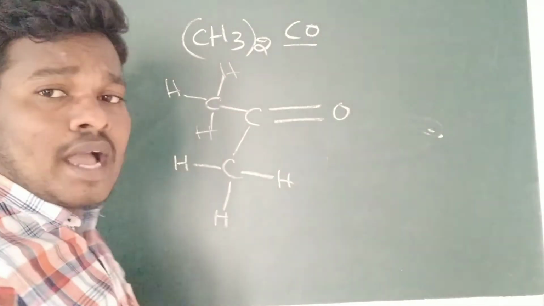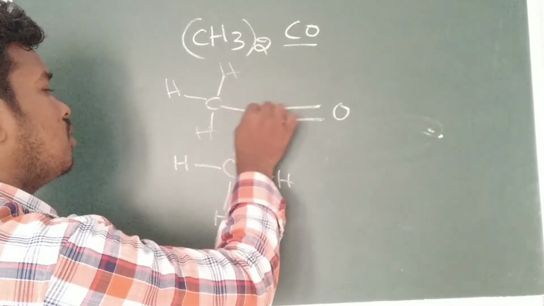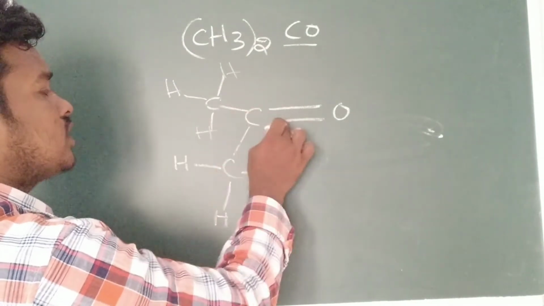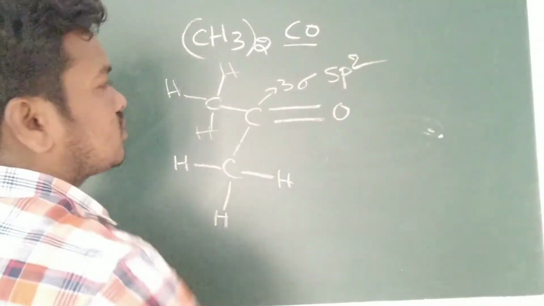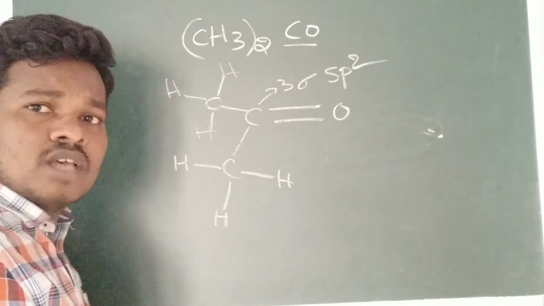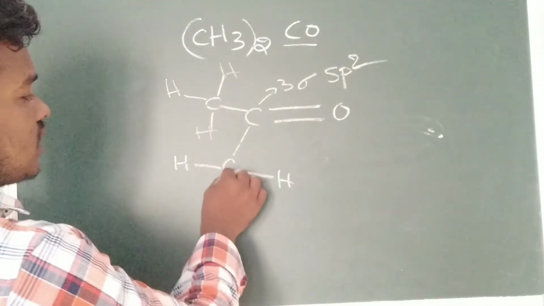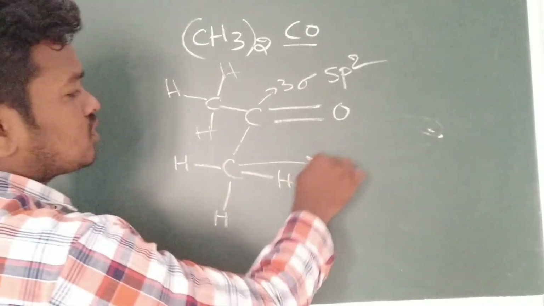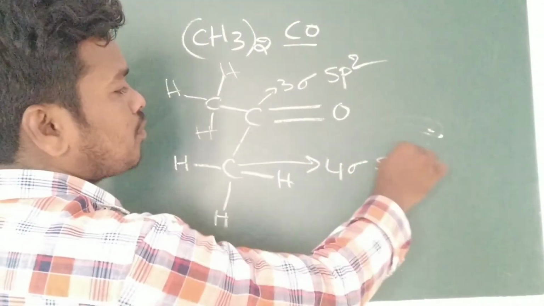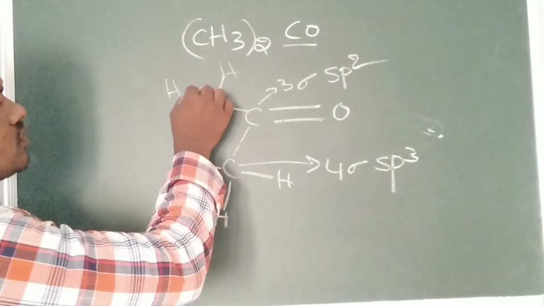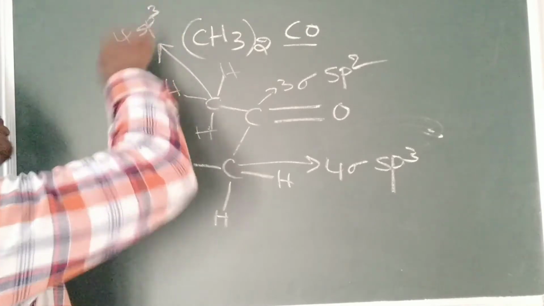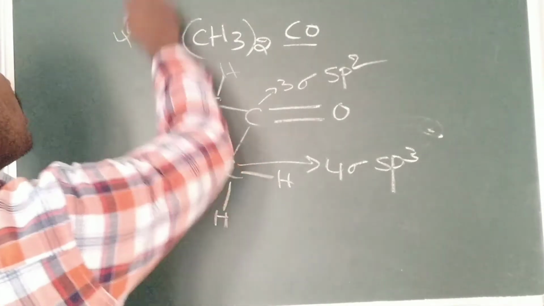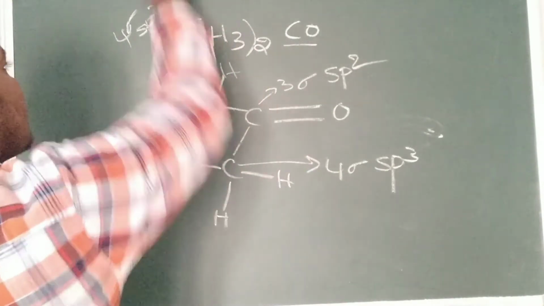We have to calculate the hybridization. Let me number them; this is the first carbon. 1, 2, 3: 3 sigmas are present, so this is called sp2 hybridization. The carbon attached to the oxygen is sp2. Next carbon: 1, 2, 3, 4. 4 sigmas are present, so this is sp3 hybridization. Here also 1, 2, 3, 4: 4 sigma bonds, that is sp3 hybridization. Like this, you can easily calculate the sigma and pi bonds.